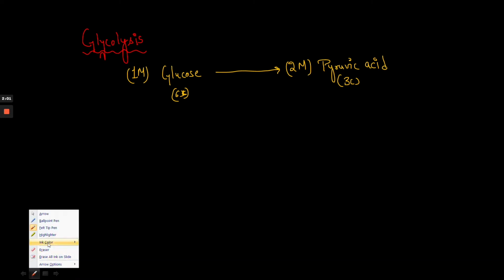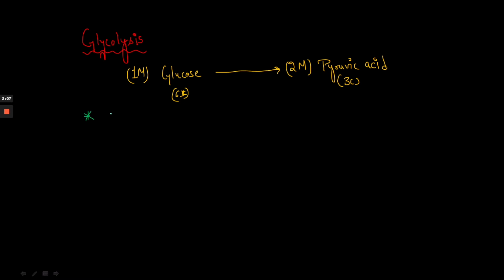Now another thing that I can tell you, which we even discussed in the last video, is that glycolysis is the common pathway for both the types of respiration, that is aerobic as well as anaerobic respiration. So whether the respiration is aerobic or anaerobic, the glycolysis process is going to occur.